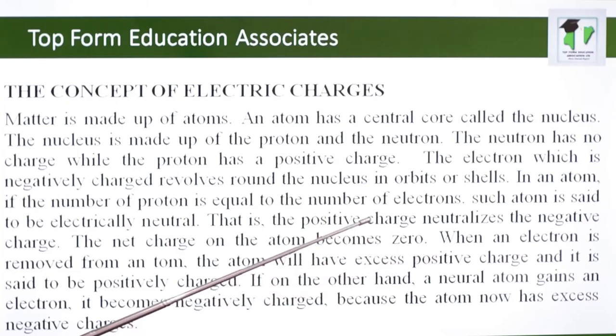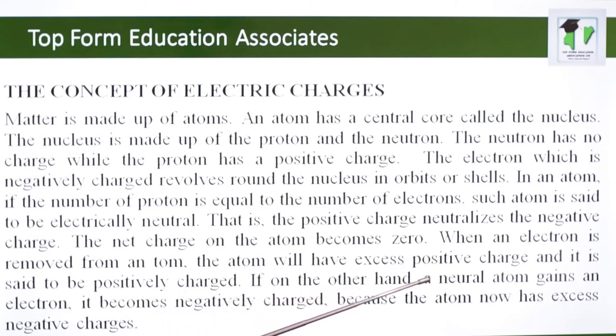What does that mean? For instance, you have an atom with a proton and a neutron at the center of the nucleus, and you have one electron within the shell. Once it loses the electron, what is remaining in that atom is just the proton, which is positively charged. The neutron has no charge. So that atom now becomes positively charged.